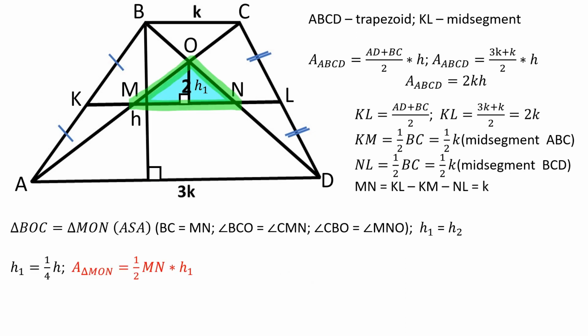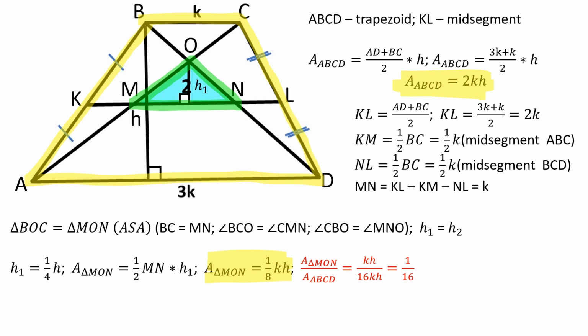The area of a triangle is equal to half the product of its base and its altitude. The area of the triangle MON is equal to half the product of MN times H1. The area of the triangle MON is equal to KH over 8.